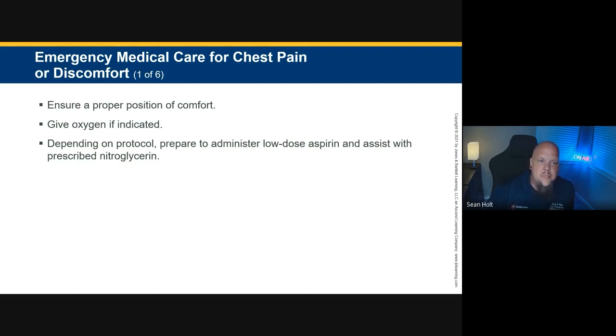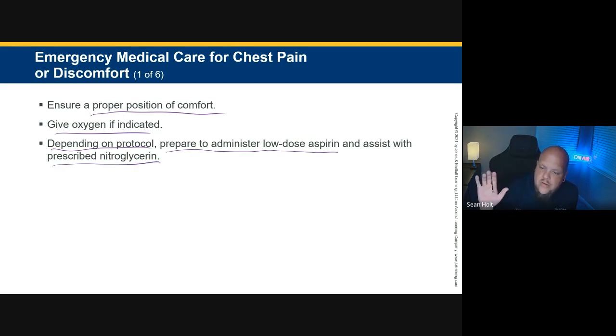So managing chest pain or discomfort. Allow the patient to sit in a position of comfort. Give oxygen if it's indicated. Right? Lower oxygen saturation would be an indication to give them oxygen. And depending on your protocol, prepare to administer the aspirin and assist with prescribed nitroglycerin. So per the National Registry guidelines, we as EMT Basics are only supposed to give the patient's prescribed nitroglycerin and assist with it if we get permission from medical control.